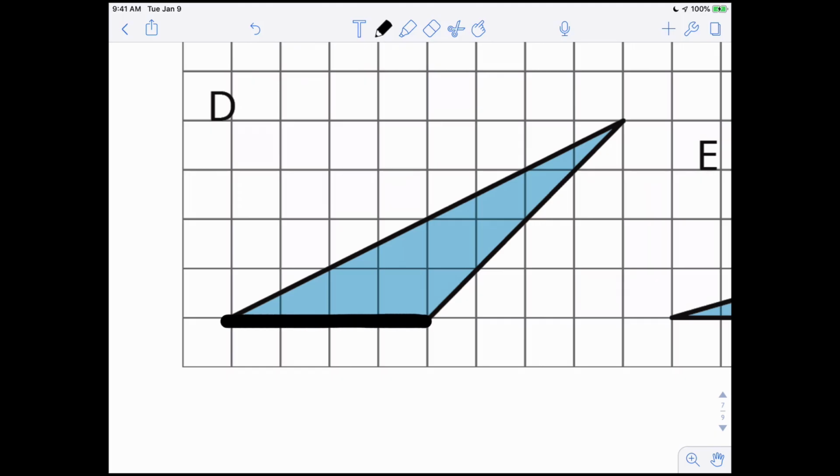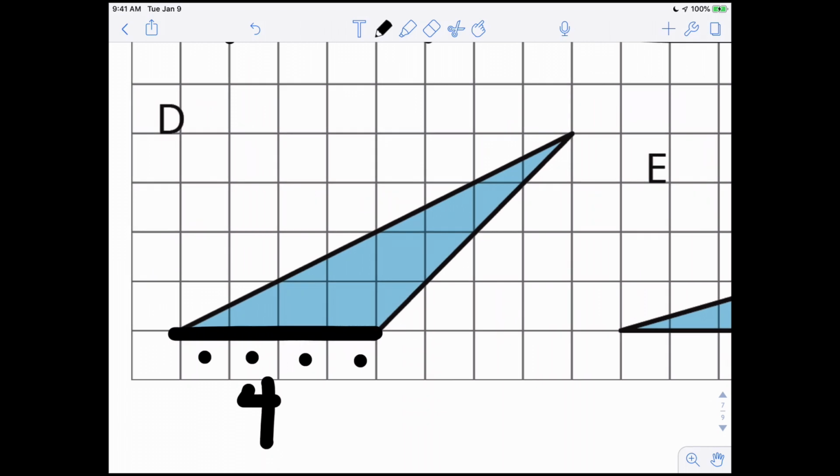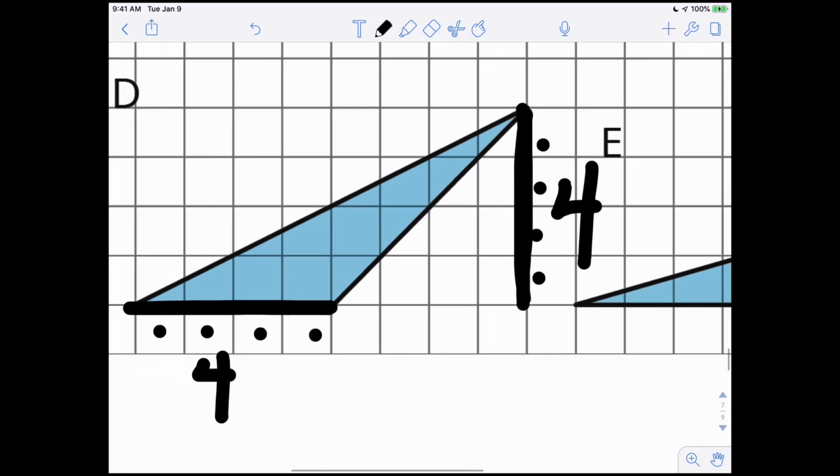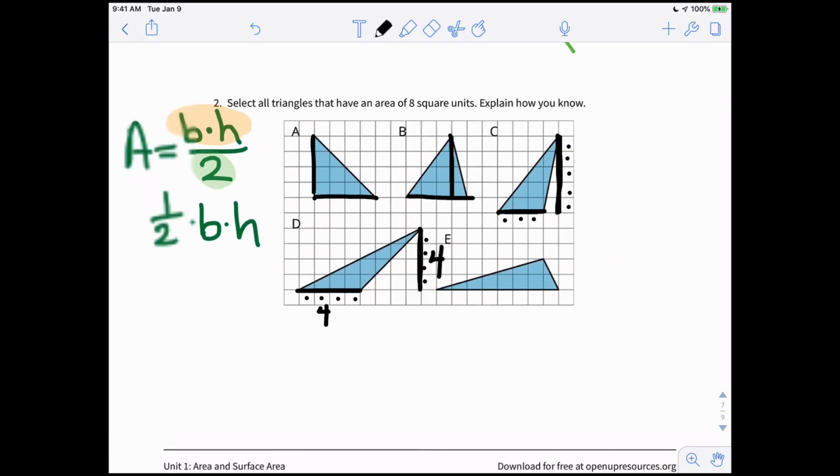So where's our base? Here's our base. Our base is 1, 2, 3, 4. And what's our height? Oh, our height is actually going to be outside of the triangle. Here is our height. And how do we know it's our height? Because we're going to drag it along the base until we reach the top of the triangle. Right there. And so we can see that our height there is 4. So we have a base of 4 and a height of 4. And I'm going to let you solve problem E on your own. So each time you're going to find the base and the height, multiply them, and then divide by 2.